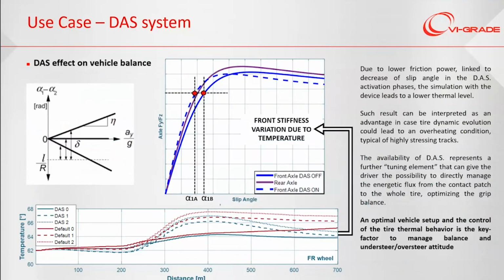Reminding the correlation between stiffness of the tire and tire temperature, we can assume that an optimal vehicle setup and a correct management of the tire temperature is the key factor to control the vehicle understeer and oversteer attitude. In fact, we can see how a hotter tire has lesser stiffness and vice versa.